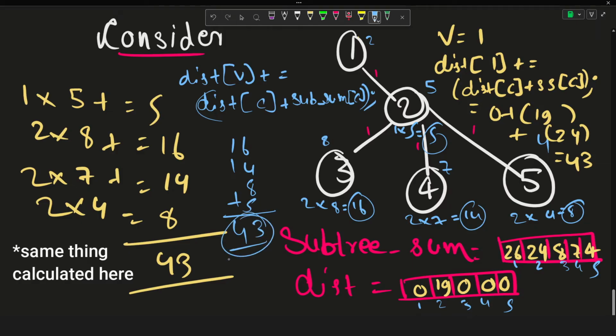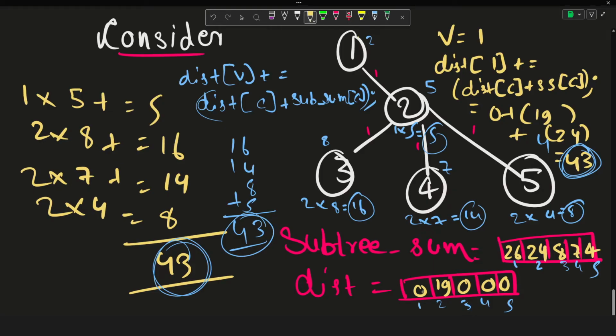So we exactly get 43. We are exactly getting 43, and before also we calculated and got 43 only. So it means that our arrays are getting updated correctly. So now if I update the distance array, it is 43 now. And I think it has got a little messy, so let me erase some of the things.